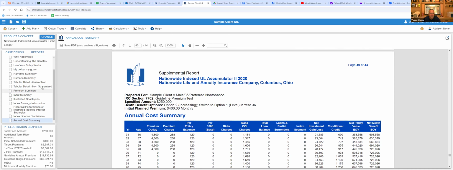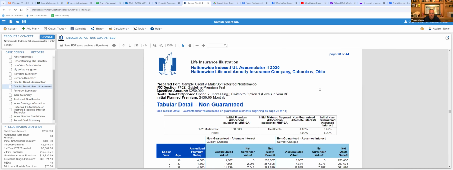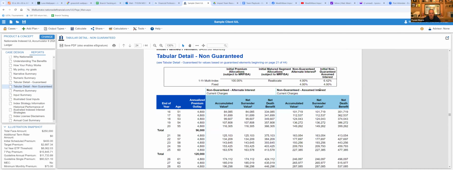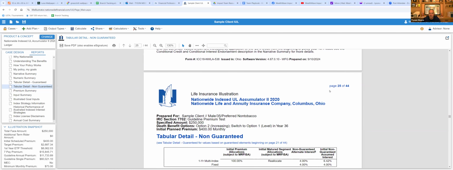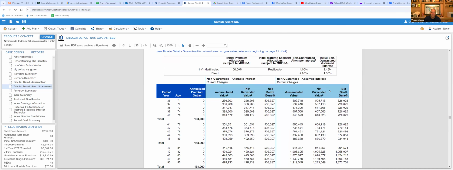So I'm going to go back up here to this non-guaranteed summary. So we're funding this through age 70. So we put 168 in, 476 of cash value, 726 of death benefit. So we can start an income stream here now. In general financial planning, there are two features to this product that are going to make it very unique in a client's life.